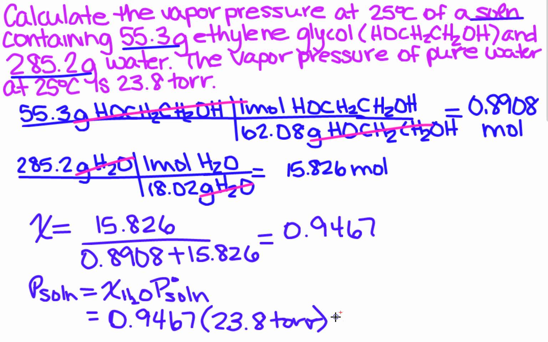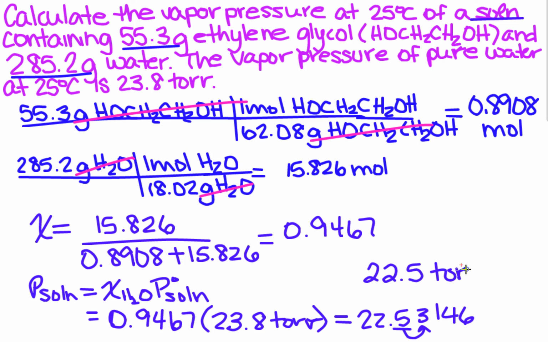I'm going to do this calculation on my calculator. I come out with 22.53146. Now what happens here? Well, I need significant figures. So I had 3 and 4, so I need 3. So my final answer is going to be 22.5 torr.